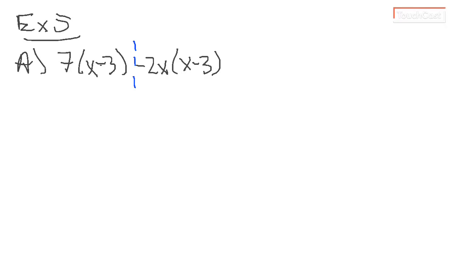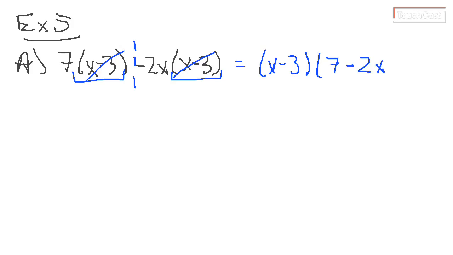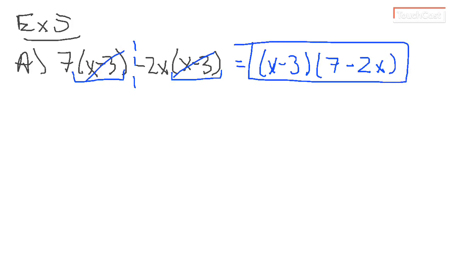And the answer is yes. They both have an x minus 3. So we're going to bring that out. We're going to rewrite this as x minus 3 times, if we take x minus 3 out of each term, we're left with a 7 minus 2x. Done with that one.